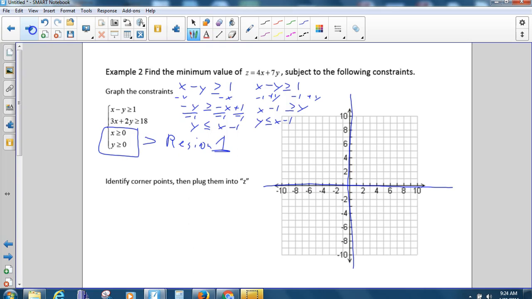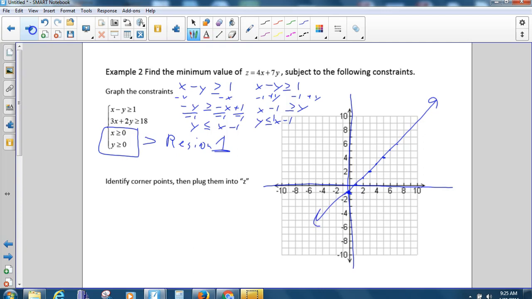My y-intercept is negative 1. My slope is positive 1. That means up 1, right 1, up 1, right 1, and so forth. So I'm not even going to worry about down here because I know my only answer is in region 1.